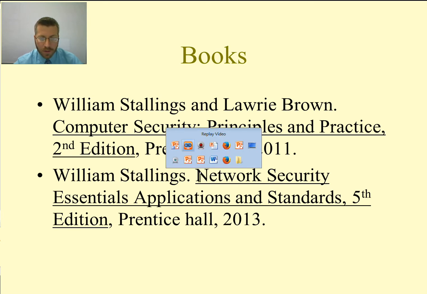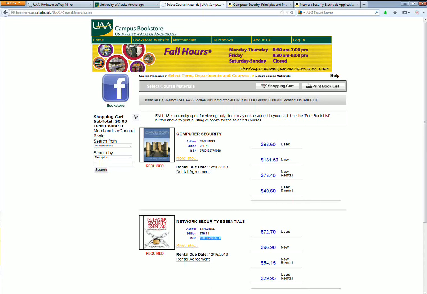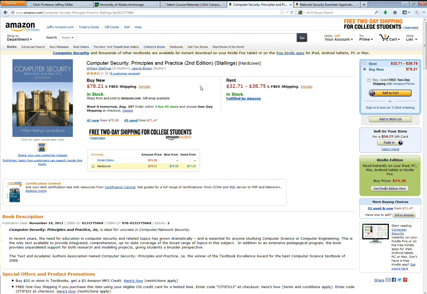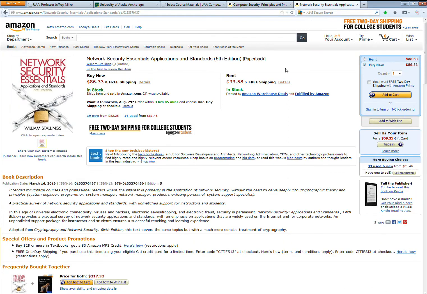Let me pull up the website here. Here is UAA's bookstore. You can see that both of the books are available there. The new price for the computer security book is $131.50, and the new price for the network security essentials is $96.90. I just did a quick search for the ISBN on Amazon. The computer security book new is $78.21, and the network security essentials book is $86.33. So you can pick them up from wherever you want. They are available in the bookstore, and you also see that they are available online as well.